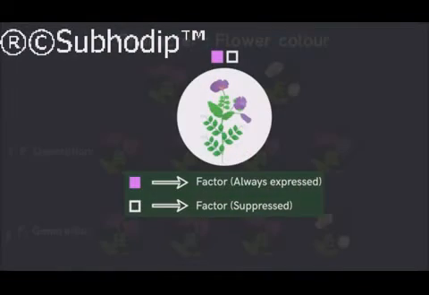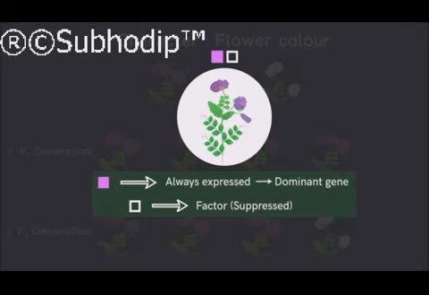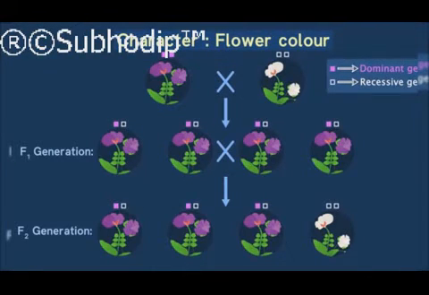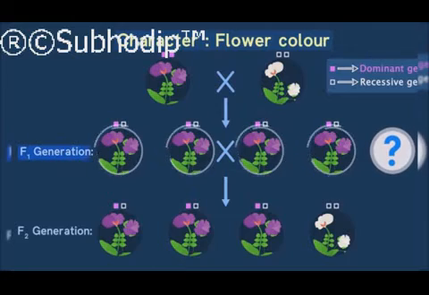Mendel said that some genes are always expressed irrespective of the other. These are called dominant genes. The others which are suppressed are referred to as recessive genes. So why did the recessive genes not express themselves in the F1 generation?